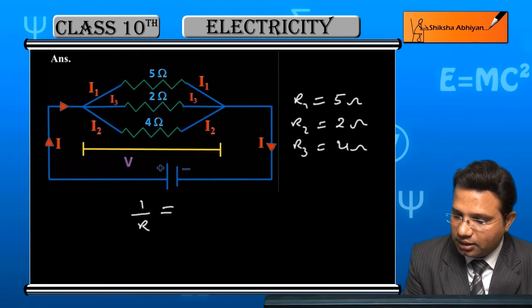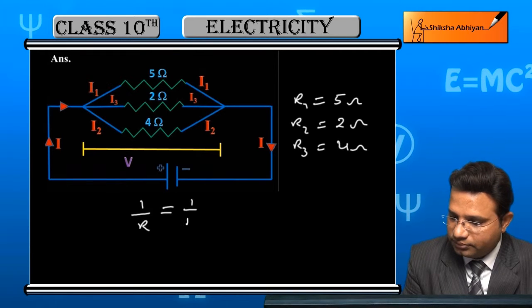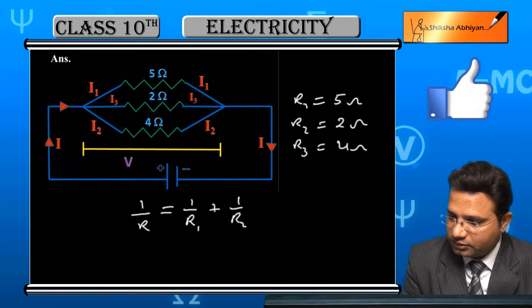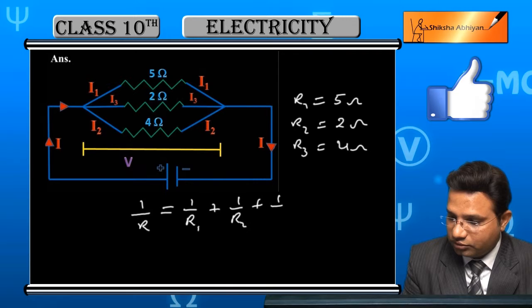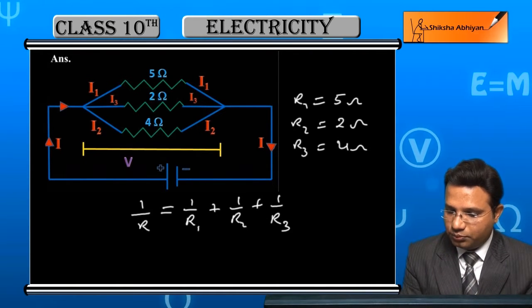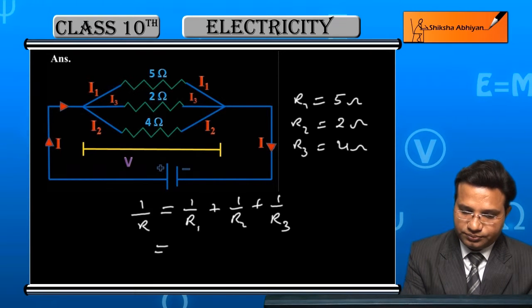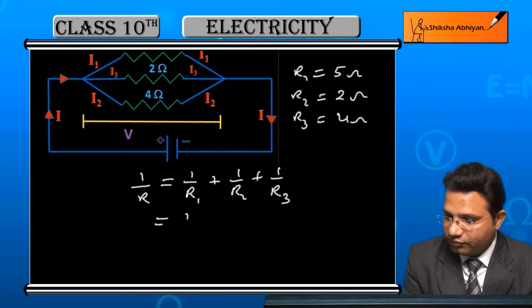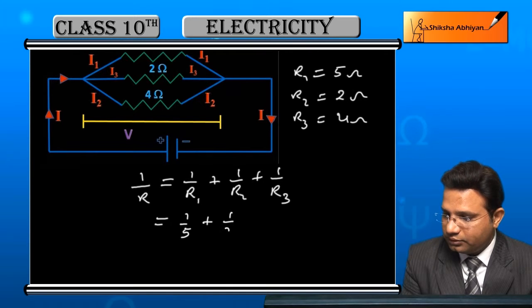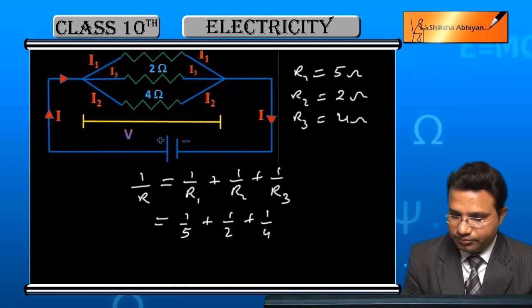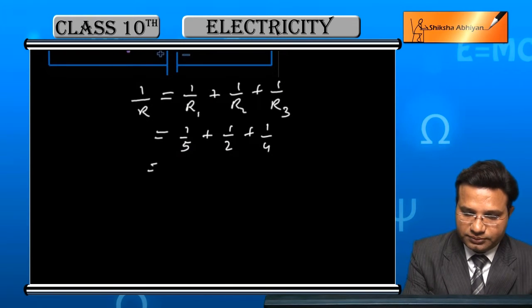So, what is that? 1 by R equals 1 by R1 plus 1 by R2 plus 1 by R3, because there are three resistors, so three resistance values. Now, we will put the individual values. 1 by R1 means 1 by 5 plus 1 by 2 plus 1 by 4. Here we have to take LCM and simplify it further.